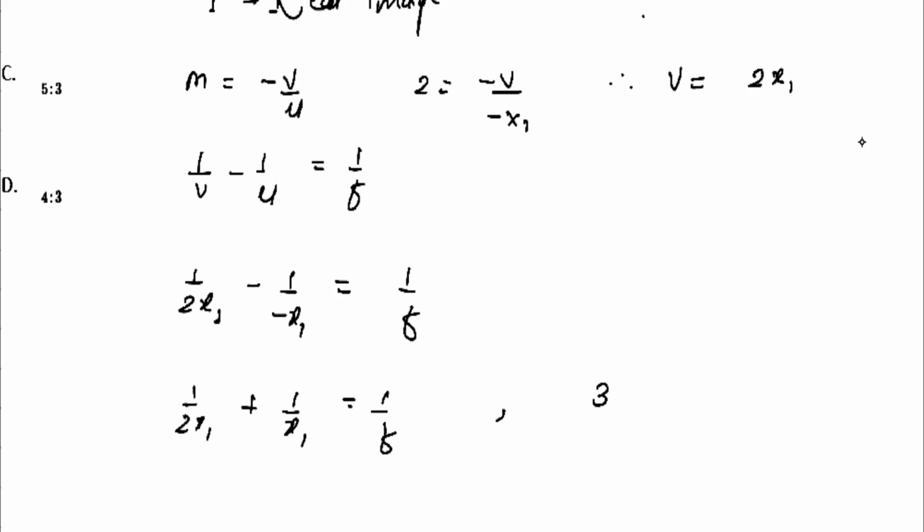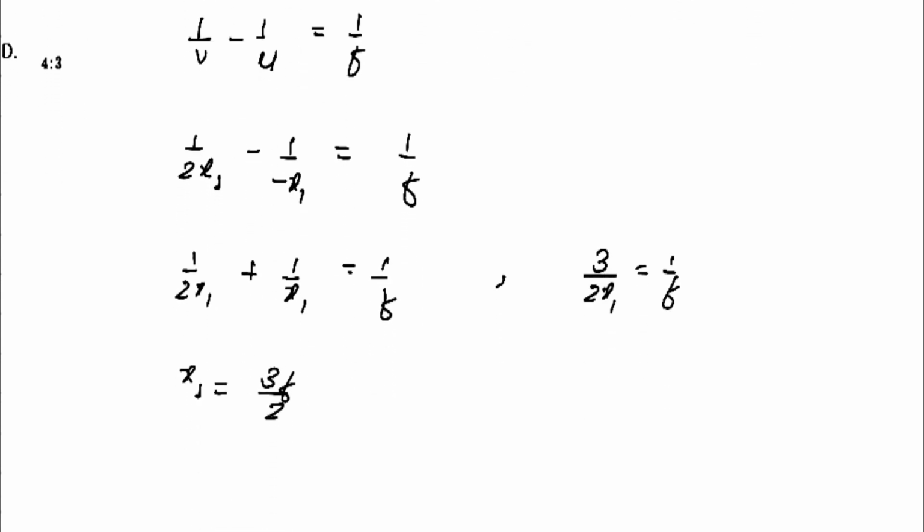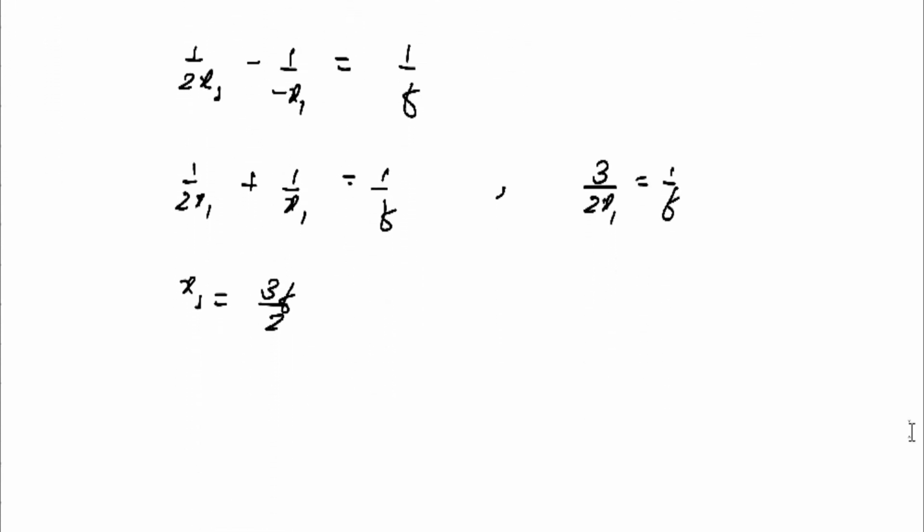it will be 3 by 2x1 equal to 1 by f. So from here the value of x1 will be 3f by 2. So this is when the object is placed at x1 distance and produces the real image.